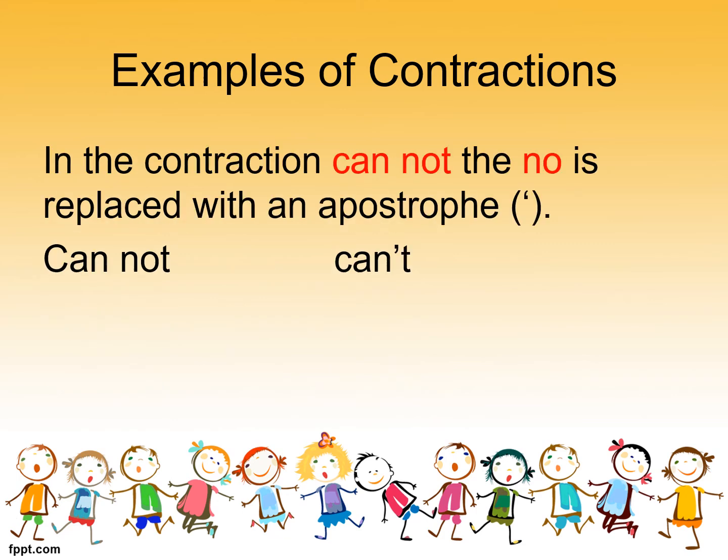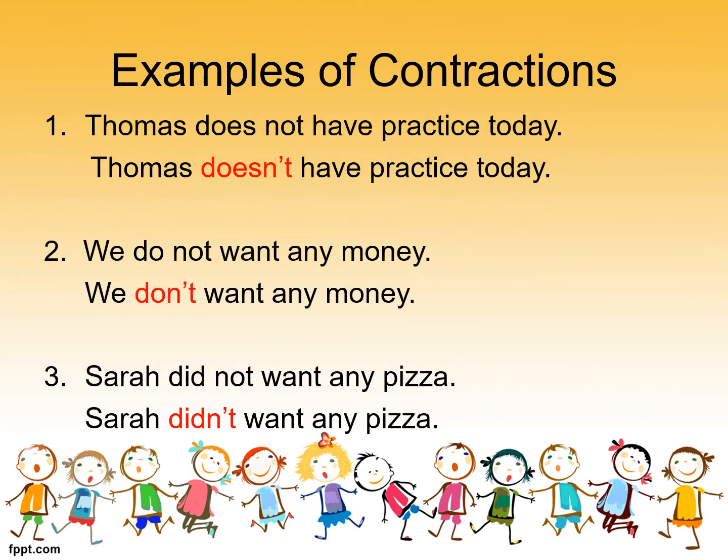Examples of contraction again. And here is a special one that you need to pay attention to. In the contraction cannot, the N and O is replaced with an apostrophe. Because cannot has two N's, and we would have already dropped the O in the not contraction, we are dropping another N to make it can't. So cannot now becomes can't. So boys and girls, pay attention to the special feature of this word with contractions.